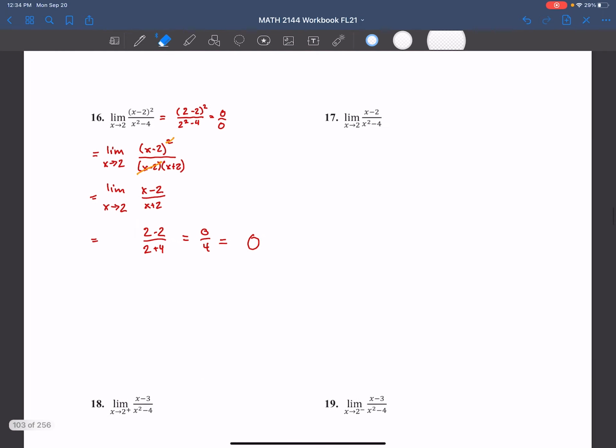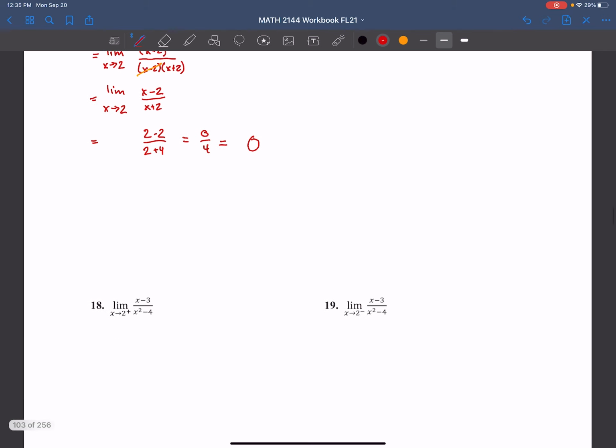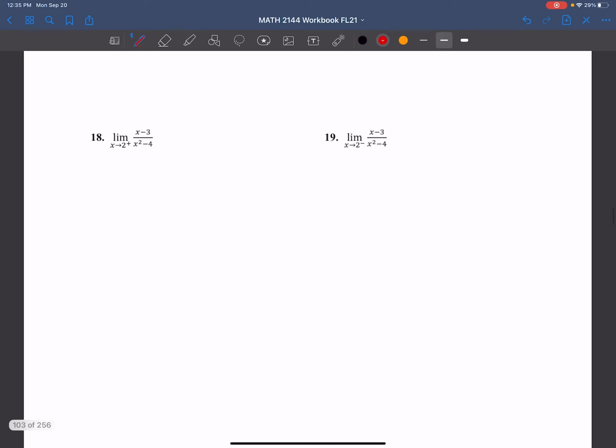So let's skip 17. 17 is going to be very similar to this last one. If you want to try it out, it's 1/4. It's going to be very similar to that 16. Just make sure you plug in, factor, and cancel. Let's look at 18 now.